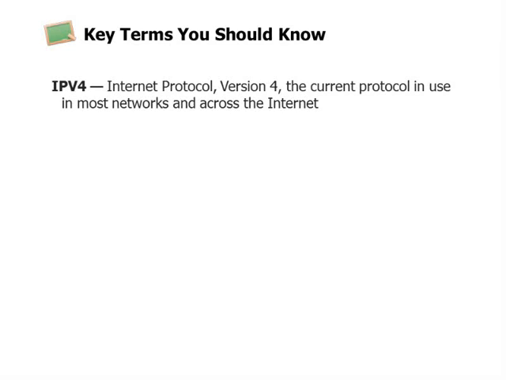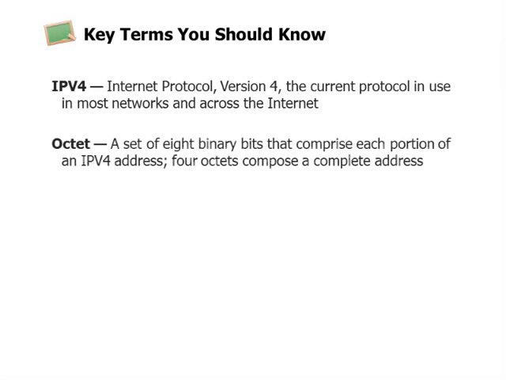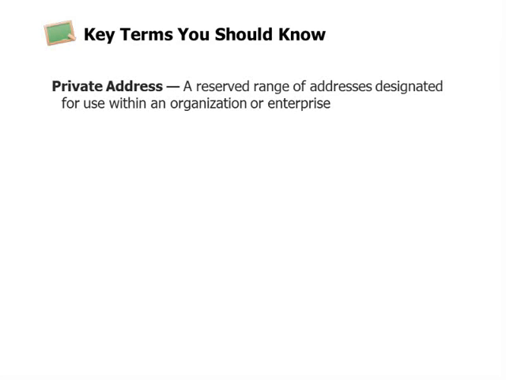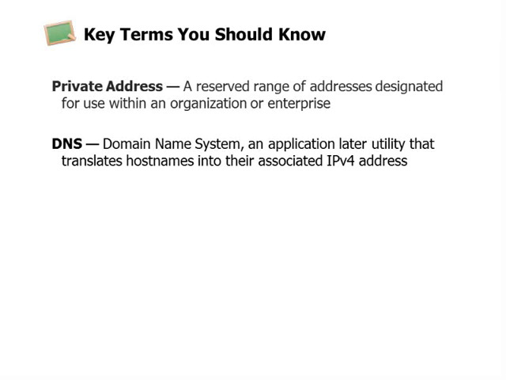Thank you. So to summarize, let's just look at some terms. IP version 4. This is the Internet Protocol version 4, which is the current protocol in use in most networks and across the Internet. An octet is a set of 8 binary bits that comprise each portion of an IP version 4 address. And remember, 4 octets compose a complete address. We talked about private addressing. This is a reserved range of addresses not routable on the global Internet, designated for use within an organization or enterprise. And then DNS, or Domain Name System, an application layer utility that translates host names into their associated IP version 4 address.